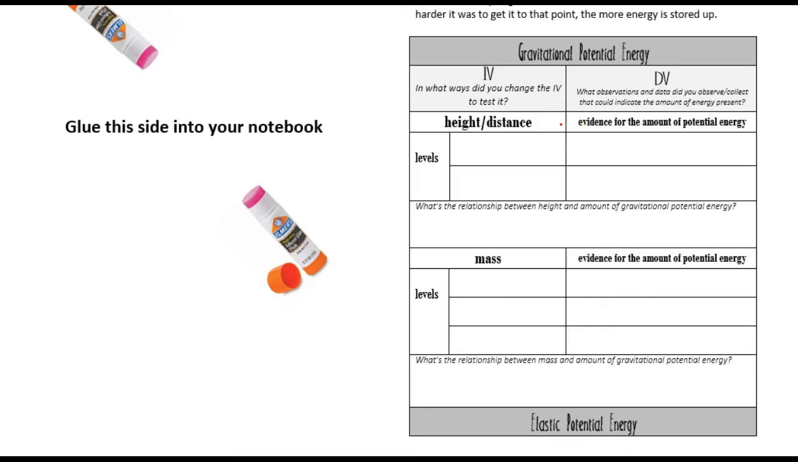So this first section is about gravitational potential energy, and your first IV is the height or the distance. You should have chosen something like 1 meter and 1.5 meters. And if you didn't use meters, make sure you're paying attention to that. Or you could have used centimeters, obviously. Your evidence should have been some sort of data for the diameter, the distance across the impact site from here to here. And again, it should be in centimeters.